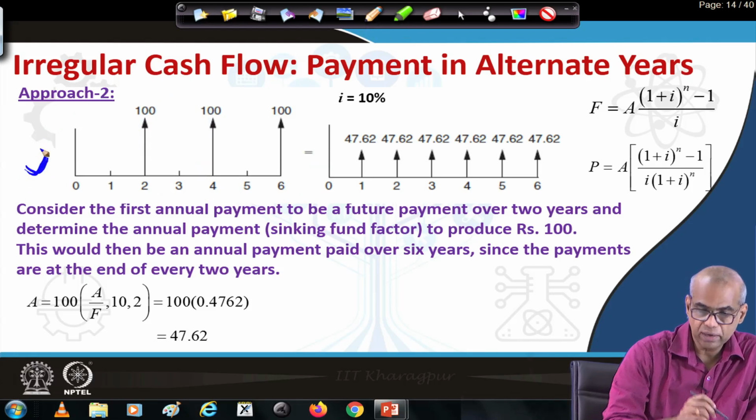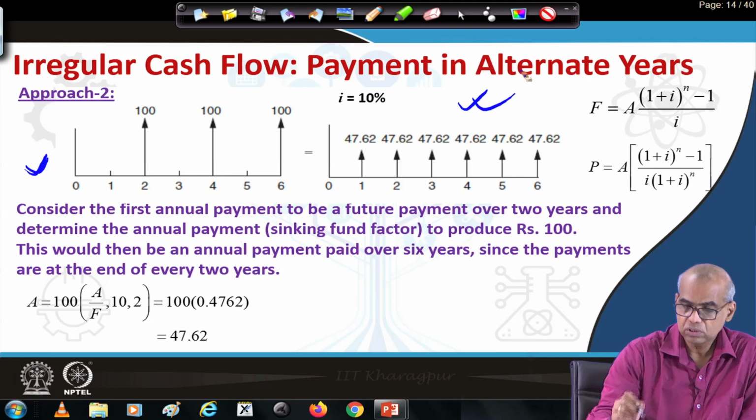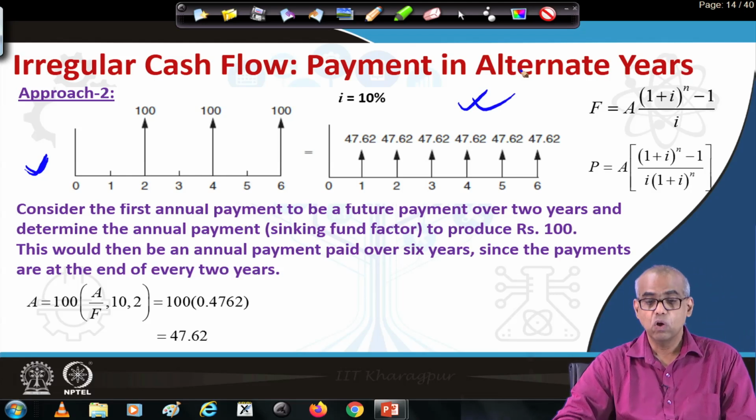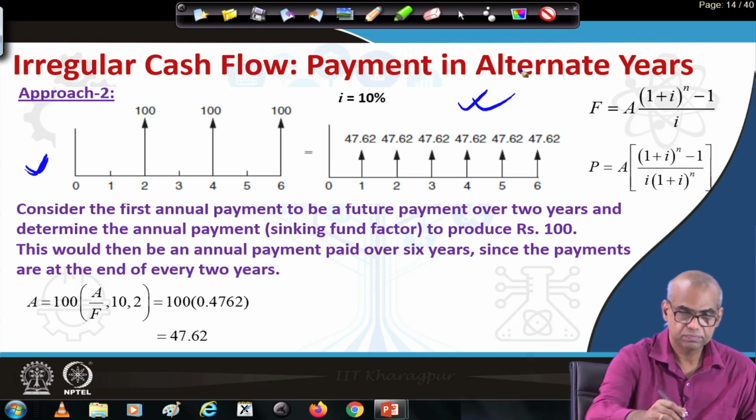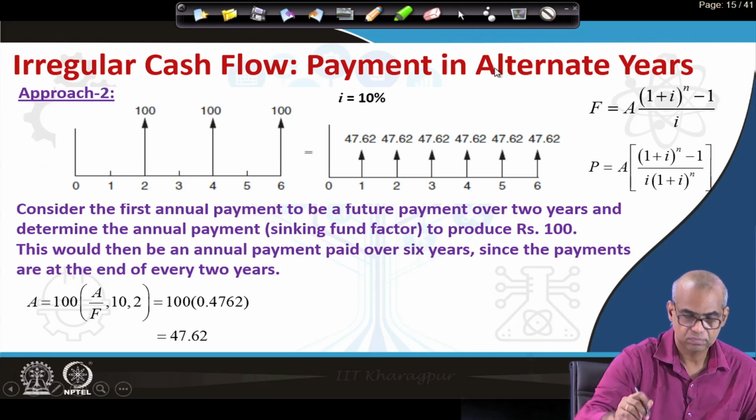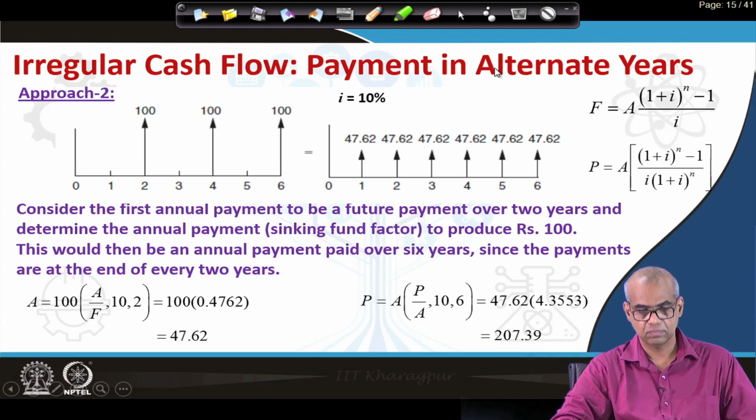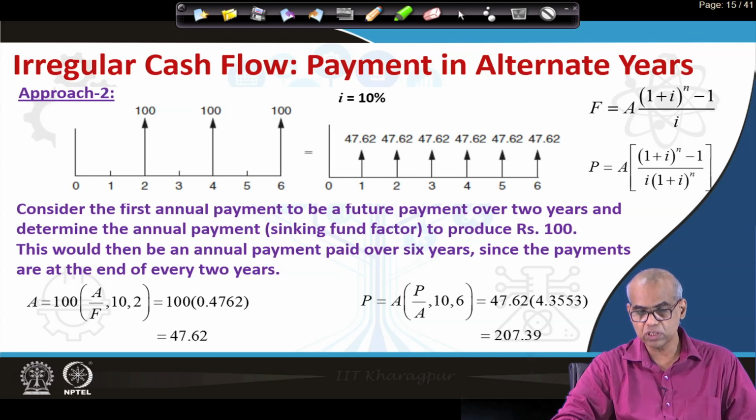So, this cash flow diagram is equivalent to a cash flow diagram where the uniform payment takes place at the end of every interest period. The P value can be computed as 207.39.